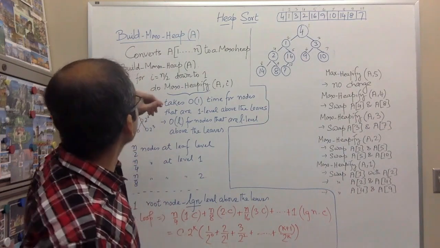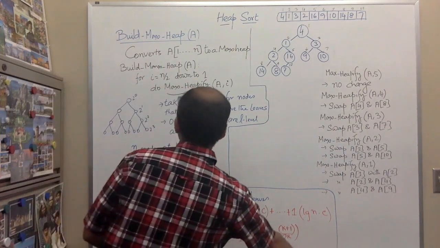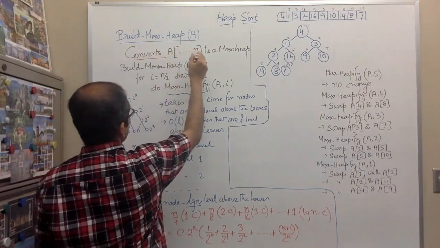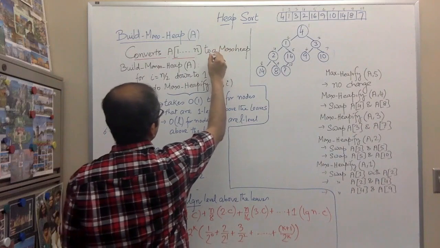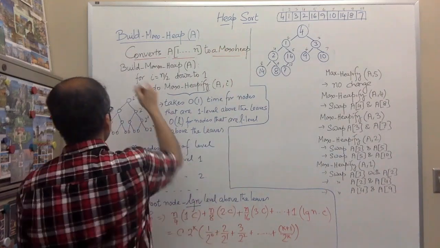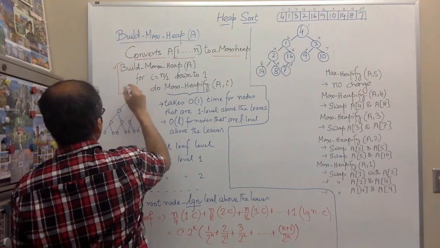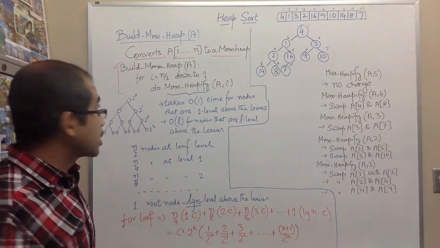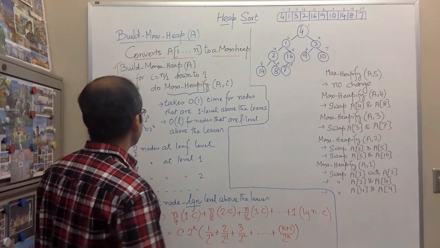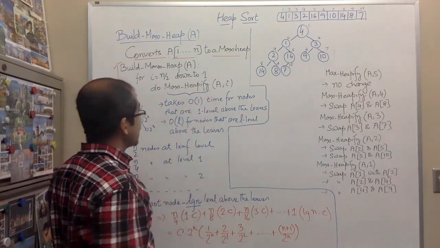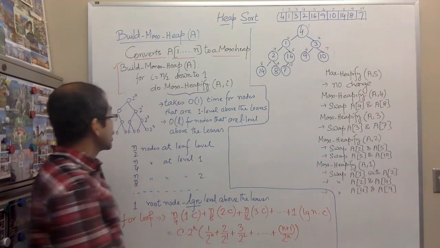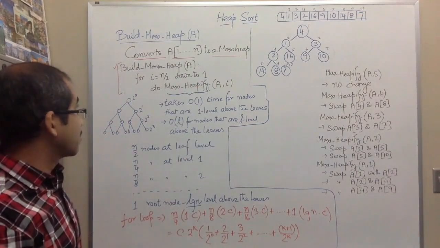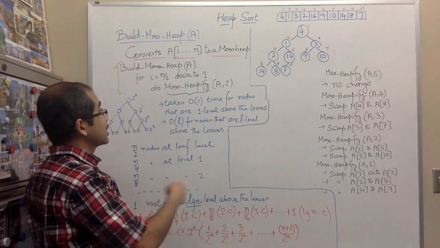So this is the pseudocode for the build max heap. What does it do? It converts a 1 to n unordered array to a max heap. When the array A is the input, for i equal to n by 2 down to 1, do max heapify A, i. That's why we needed to learn max heapify before build max heap, because build max heap is actually calling the max heapify.